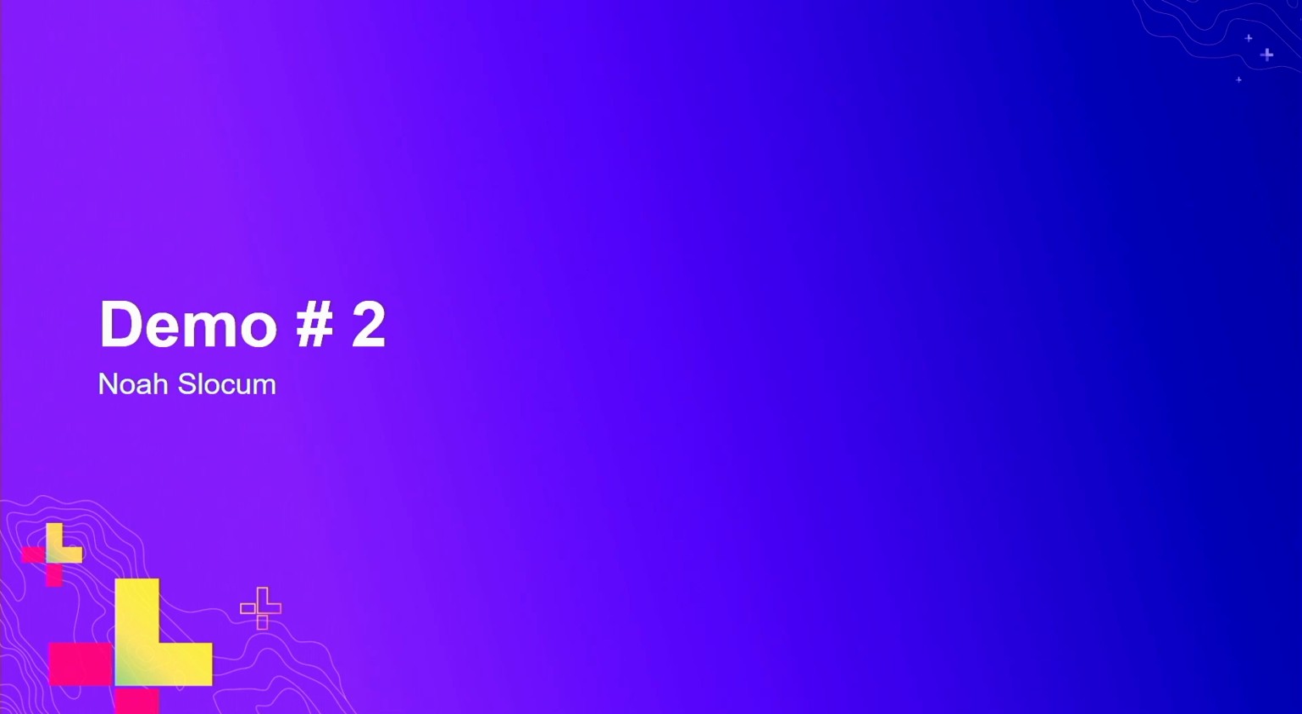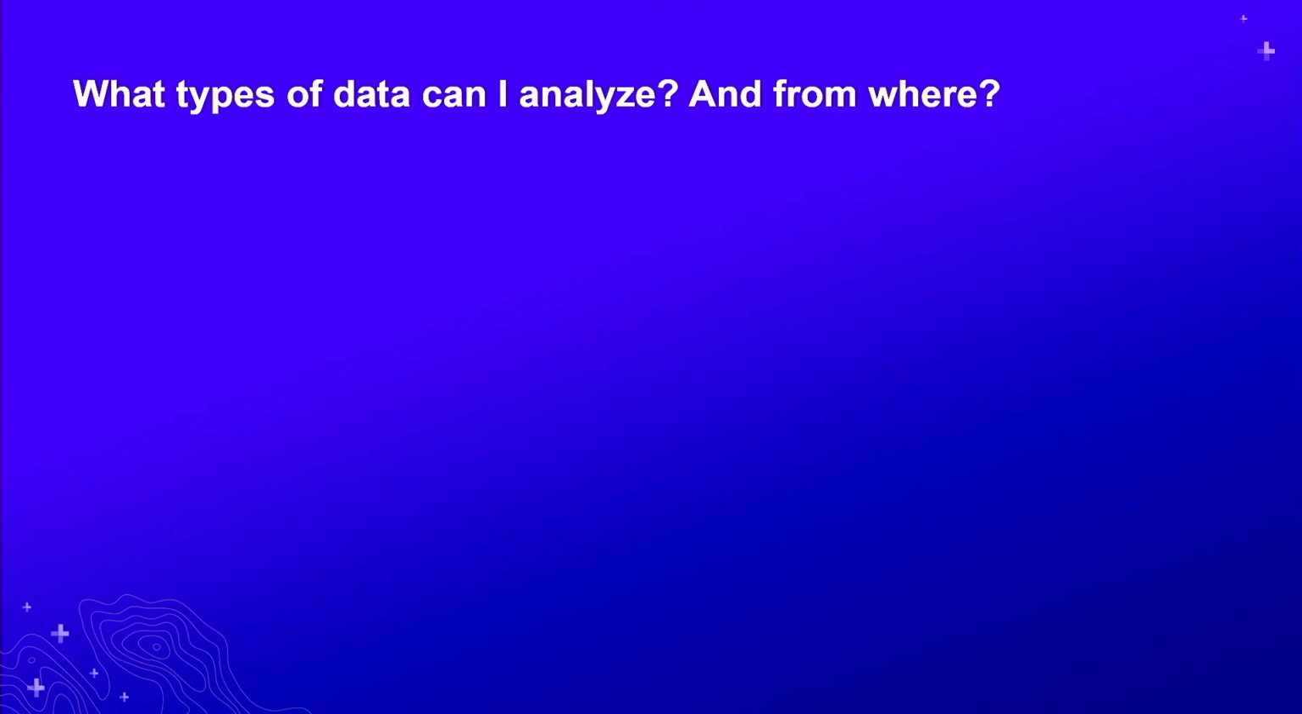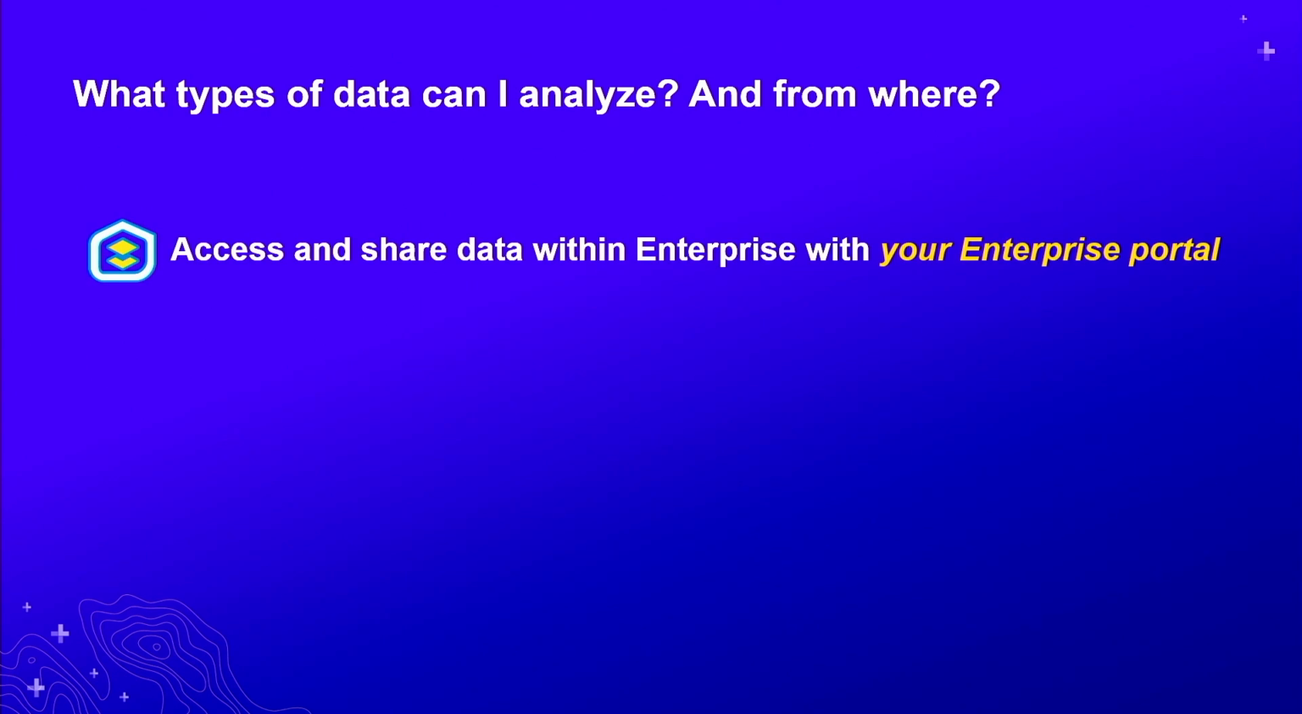Thank you, Noah. So next up, we are going to look at data integration. One of the benefits of Server over desktop, as we mentioned, was a lot of the data sources that we can connect to. So what types of data can you actually analyze and from where? You can access and share data within Enterprise with your Enterprise portal. So if you have a web GIS layer, a feature layer, a map service layer, you can use those as inputs to your analysis as well as outputs, so you can share your results through Enterprise.